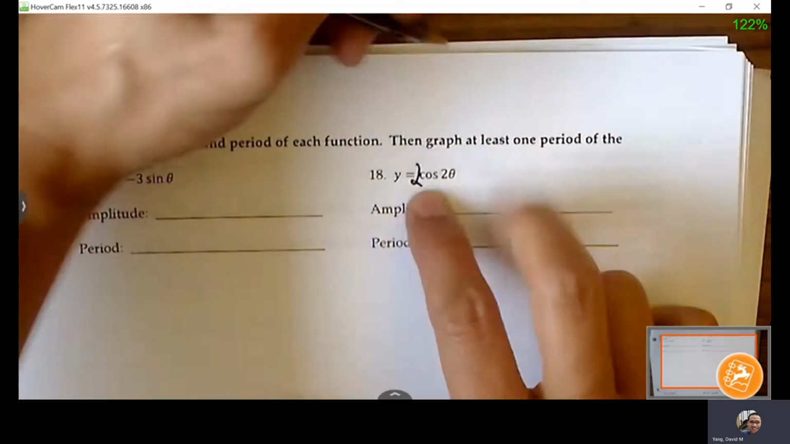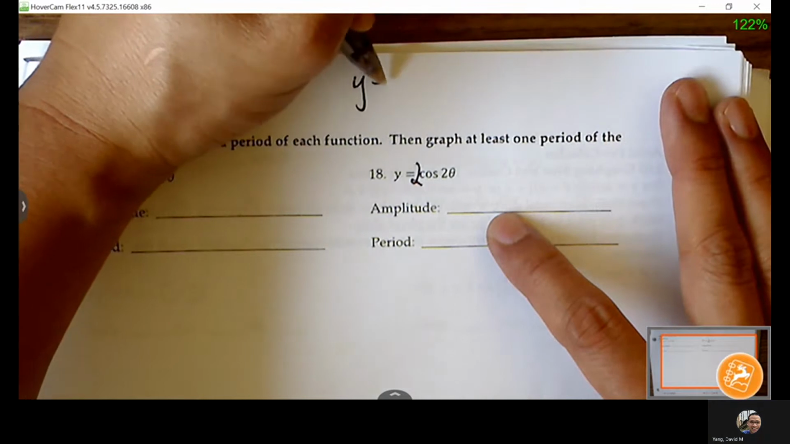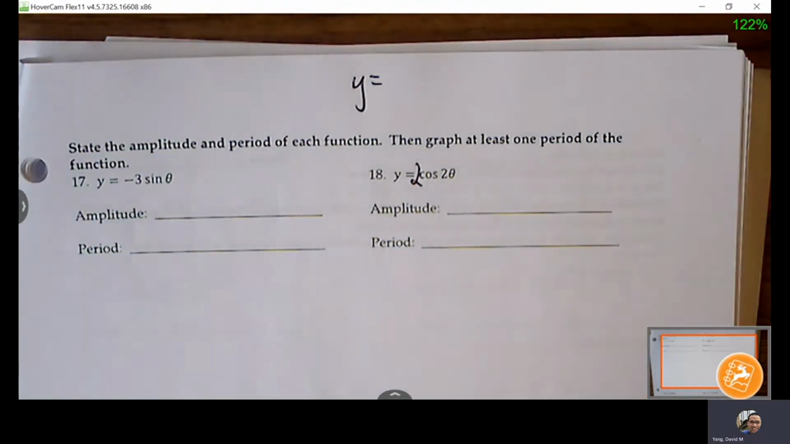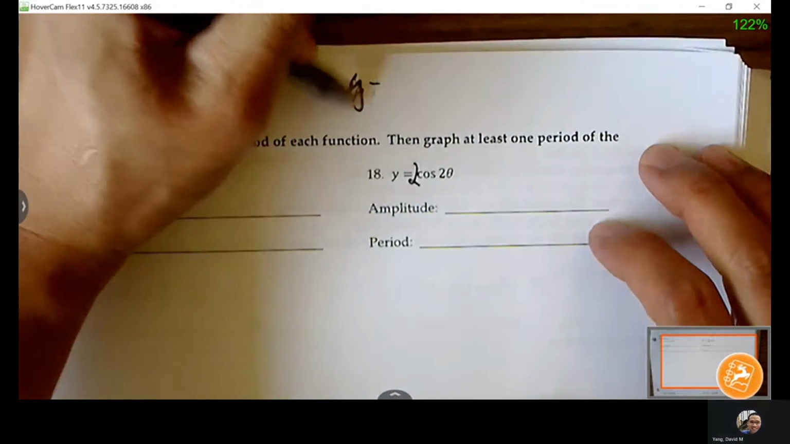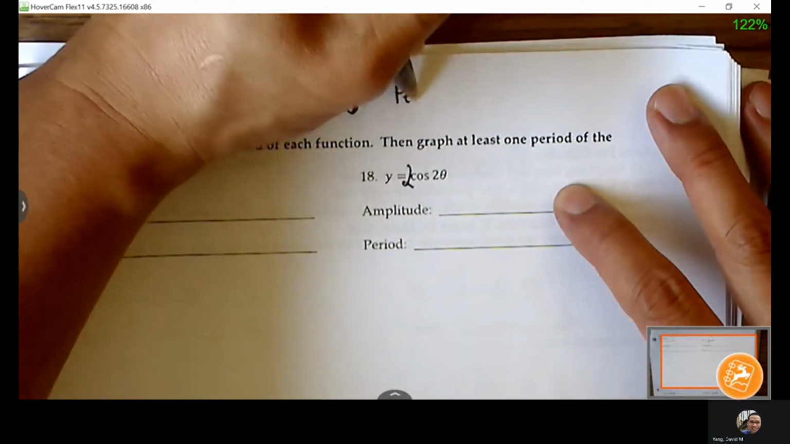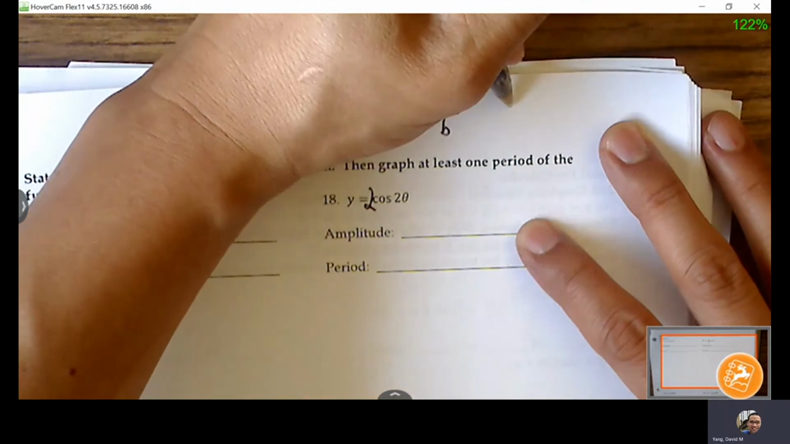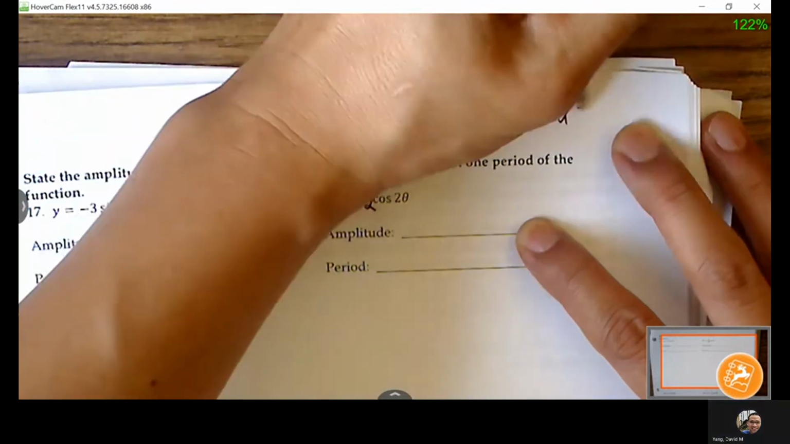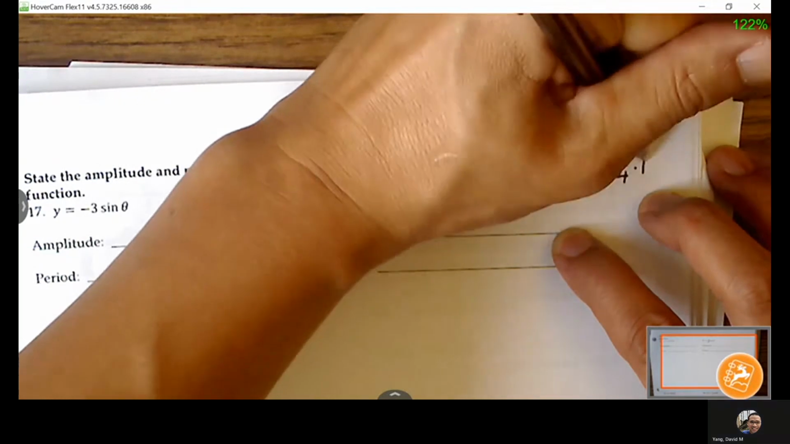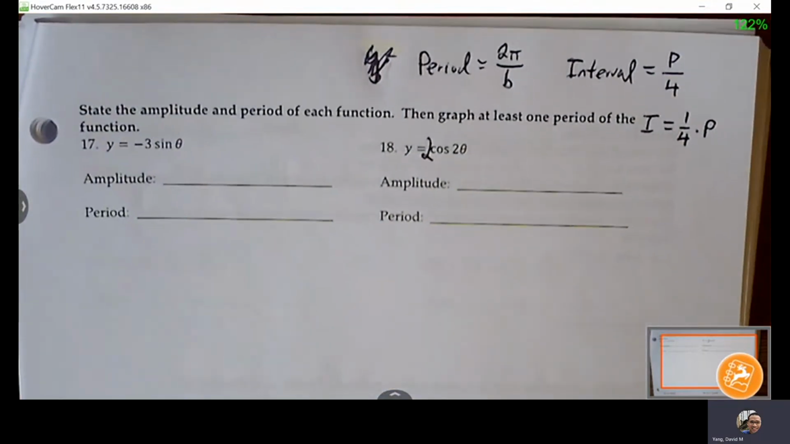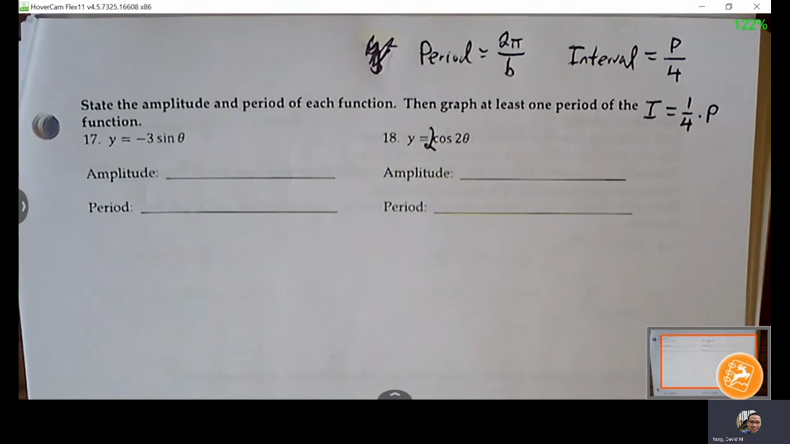The formulas that we're going to have to be able to apply here, I'll put them up here. We need to understand that period is 2 pi divided by b. And also, we have to be able to know that interval is equal to p over 4. But sometimes it's easier to push that 1/4 out. Think of it as 1/4 times p. We're having to do this without a calculator tomorrow, so whatever makes your multiplying and working with fractions easier, you're going to take advantage of that.